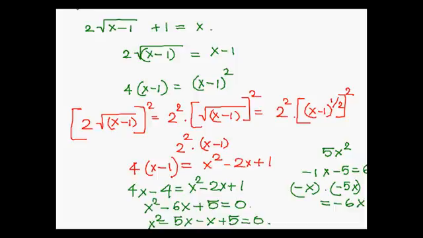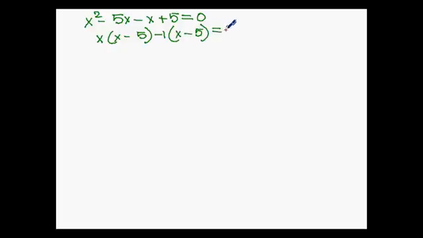Let me take you to the next screen. On the next screen, we have x squared minus 5x minus x plus 5 being equal to 0. And that factors as x times x minus 5, minus 1 times x minus 5. That is equal to 0. So that gives me x minus 1 times x minus 5 is equal to 0.